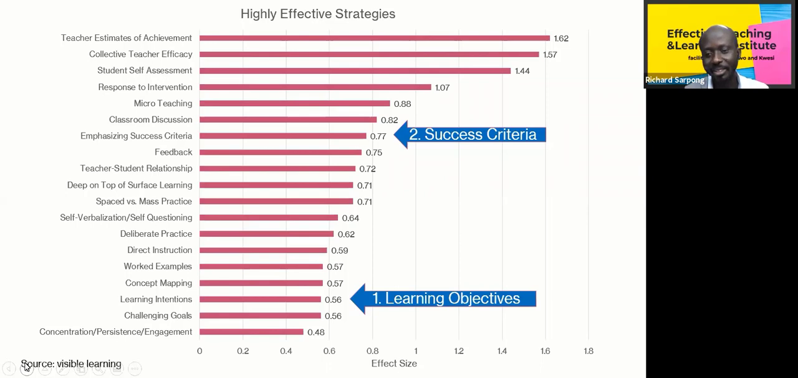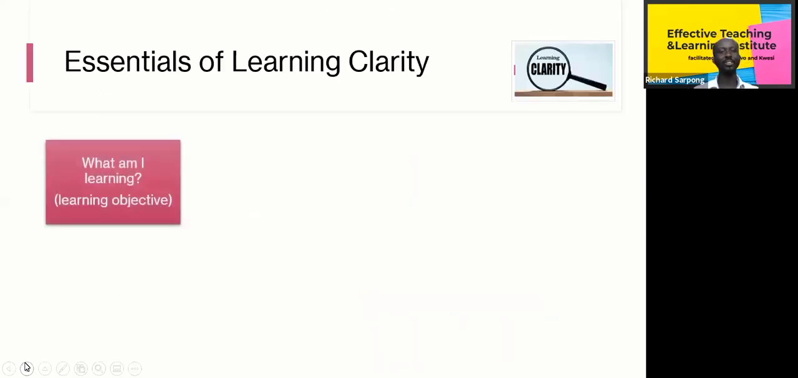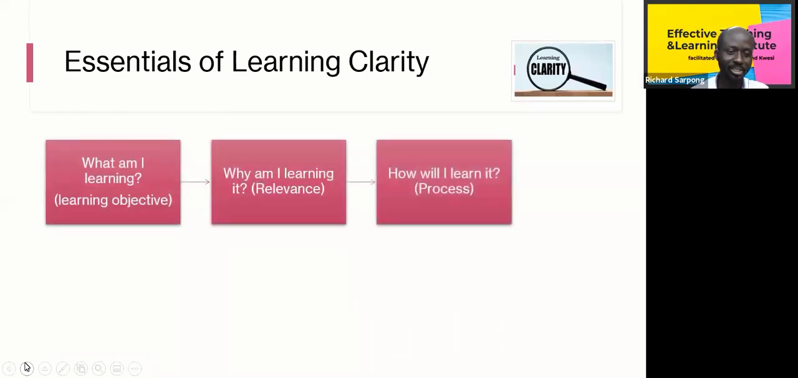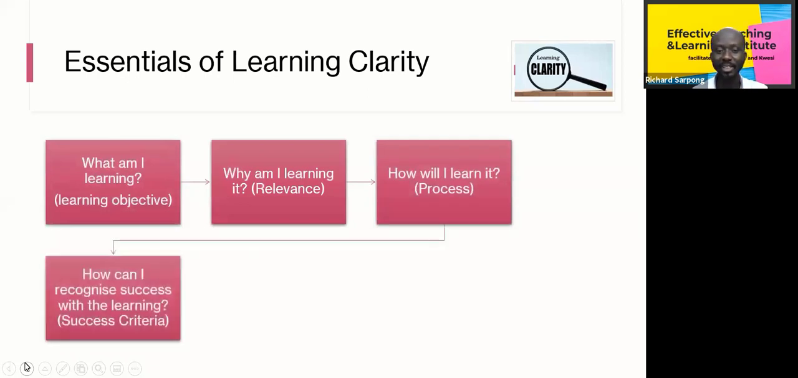Okay, and so this is something that is empirically proven: if students know where they are going, what they are going to learn, and how they will be able to recognize success in their learning, they are more likely to learn, more likely to be engaged, and more likely to show greater progress. So for there to be learning clarity, these things are essential. They need to know what they are learning, why they are learning it, and how they are learning what they are supposed to be learning, right?